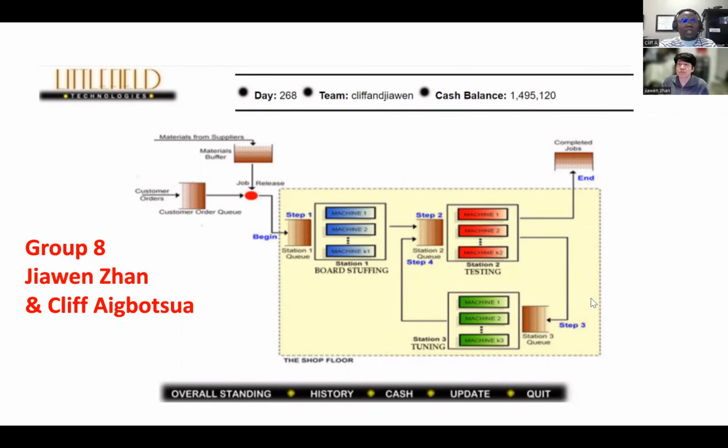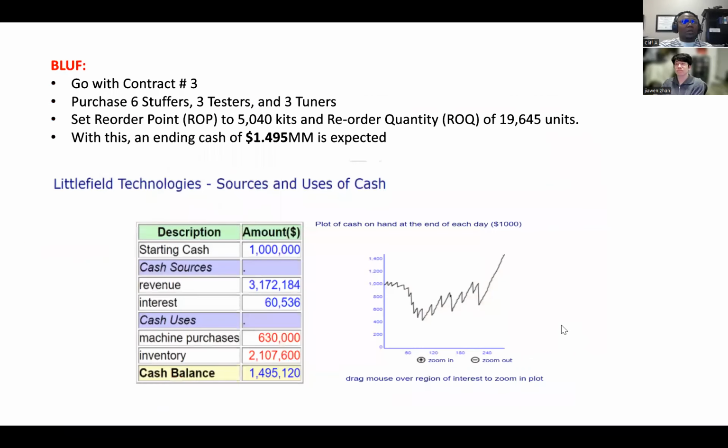Okay. Jiawen and Cliff are co-founders of Kaizen Operations LLC, a high-powered operations outfit, and we were engaged to optimize the revenue at Littlefield Corporation. To maximize revenue at Littlefield, you would have to sign up for contract number 3, which costs $1,250 with a max lead time of 1 day. Purchase 6 stuffers, 3 testers, and 3 tuners.